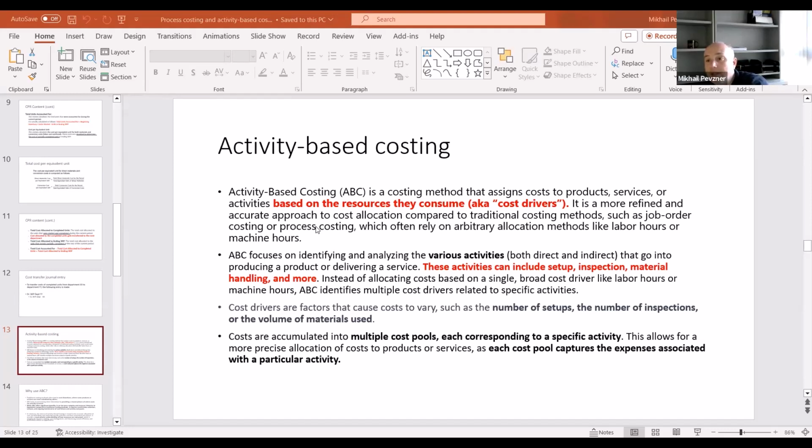So if you read the slides, what does it say? It says activity-based costing is a costing method that assigns cost to products, services, or activities based on the resources they consume, aka cost driver.